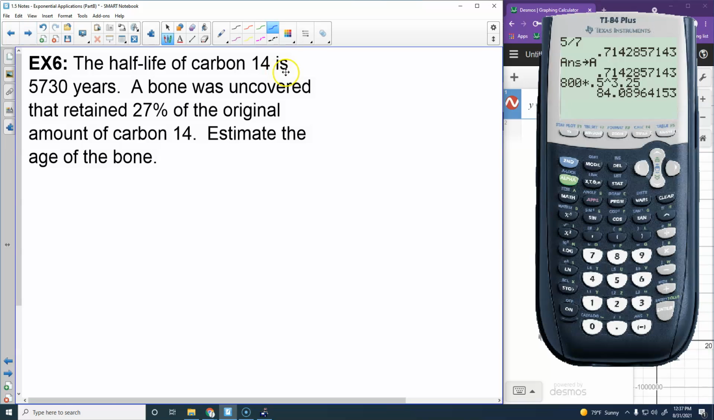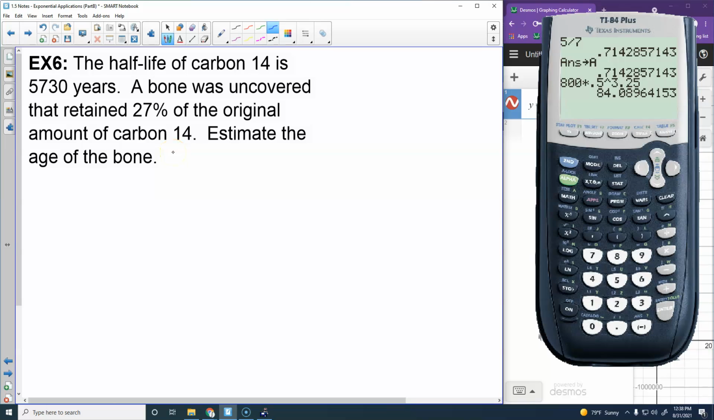So half-life of carbon-14 is about 5,730 years. A bone is uncovered that has 27% of the original amount of carbon-14. What I don't know about this is how they know what the original amount should be, because I obviously don't know everything there is to know about carbon dating, or that would probably be what I would be doing instead of this, even though I love doing this.